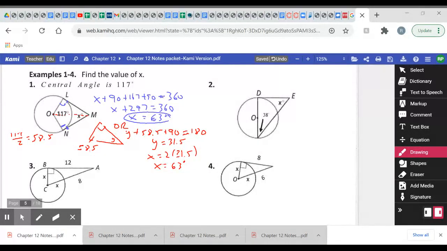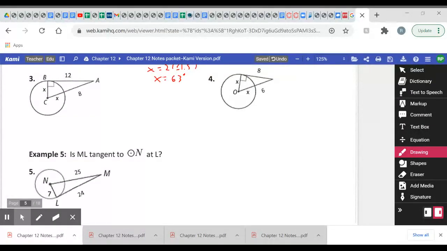On number 2, we see DE is our tangent to the radius OD, or to that whole diameter. Remember, the diameter goes all the way across the circle. So if I put my right angle symbol there, again, I see a right triangle. I know two angles. I want to find the third angle. So I can say 90 plus 38 plus X equals 180. And if I solve for X there, I end up with 52 degrees. That one wasn't too bad.